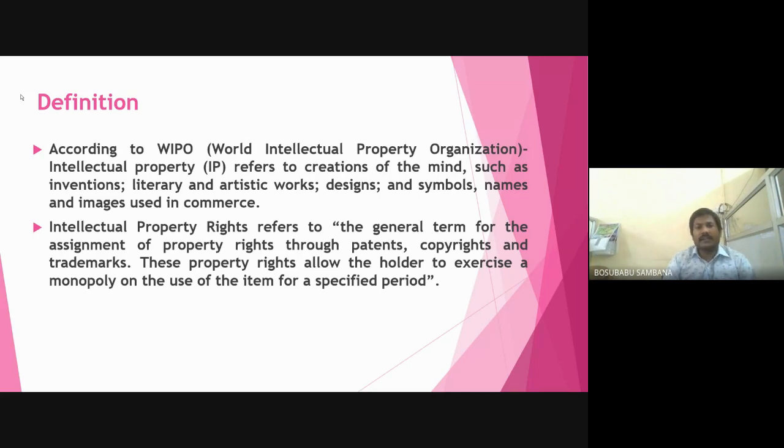Then, by definition according to WIPO, the World Intellectual Property Organization, which we already discussed, it manages the entire globe. All countries come under WIPO. If you want international patents from one country to another country, go through WIPO.